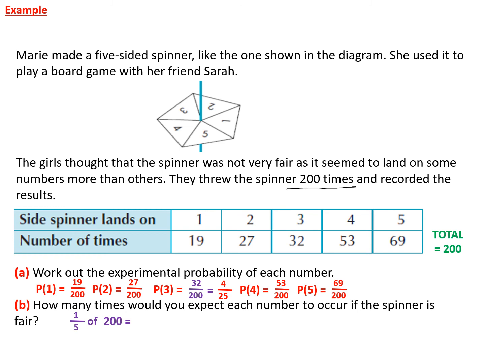Now how many times would you expect each number to occur if the spinner is fair? 1 out of 5 of 200. If you simplify this, if it's fair, then each number should occur 40 times. But you can see that when we did an experiment, the probability of each case is different.